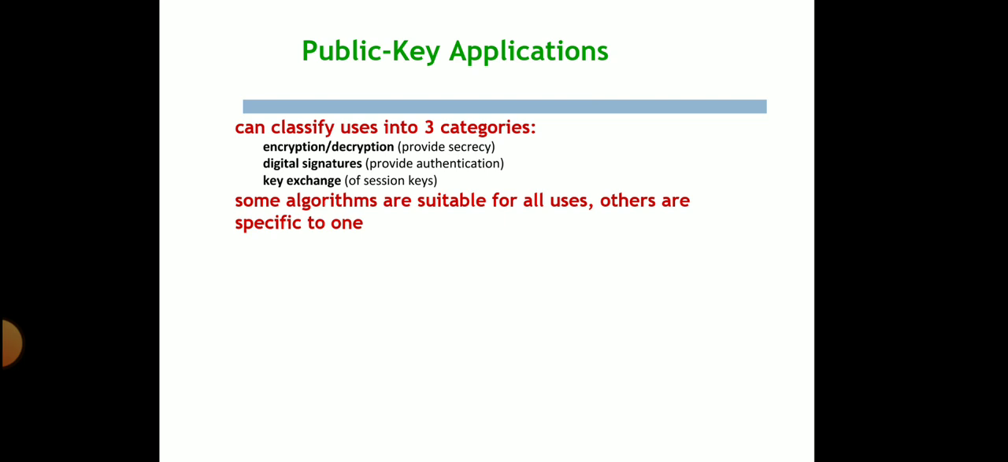So for public key applications, you can classify them into three categories. One is encryption, where we can perform encryption and decryption; then digital signature; as well as key exchange. So here we are using some algorithms which are suitable for all the uses. For specific ones also we can use. So this is about the public key crypto system.